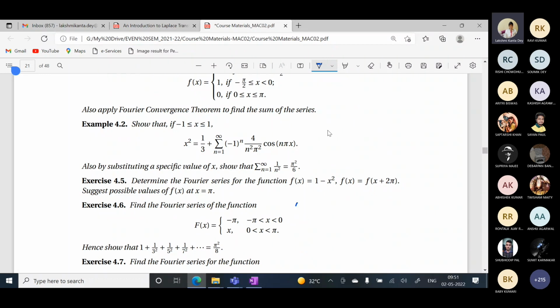Example 4.2. We have to show, from the given series, that summation 1 by n square equals pi square by 6. I would like to give some remark here.